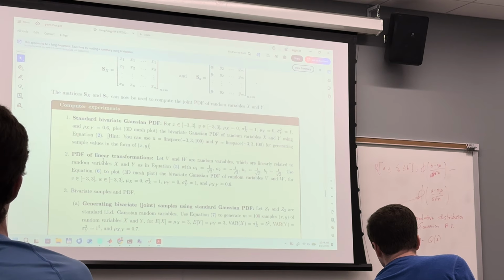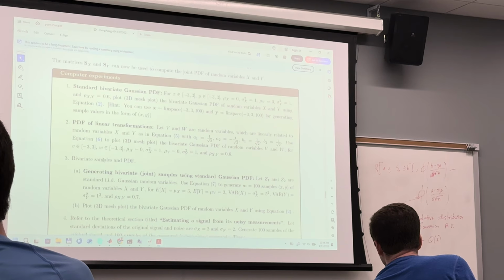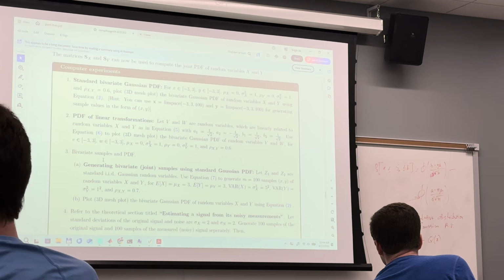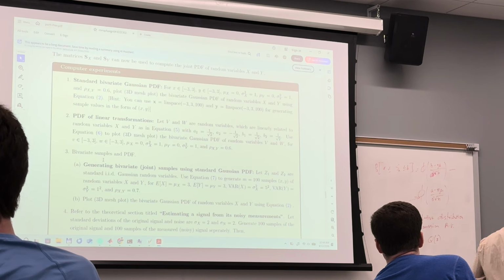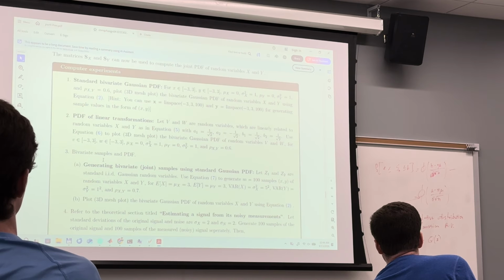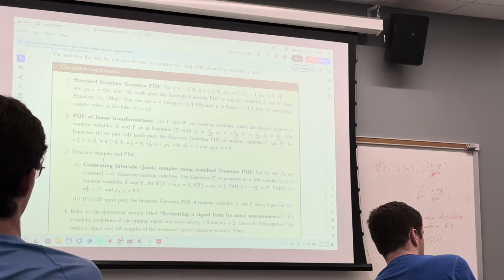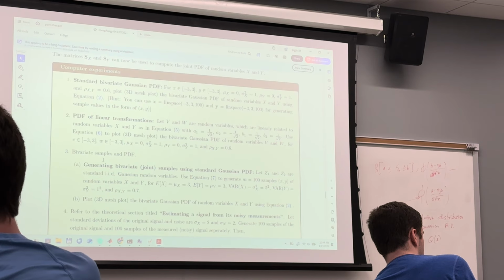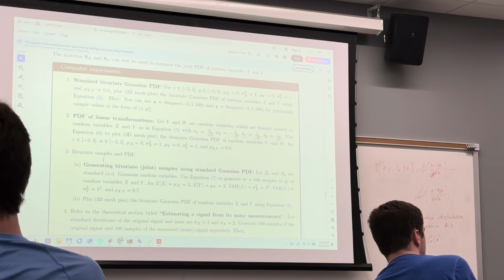In the computer experiments, you have 5 parts, and this should generate 7 figures. This computer experiment is due on Friday as well. But because we have an exam on Friday, I can push it back if you want. Do you want that or not? Yes. You don't want it?